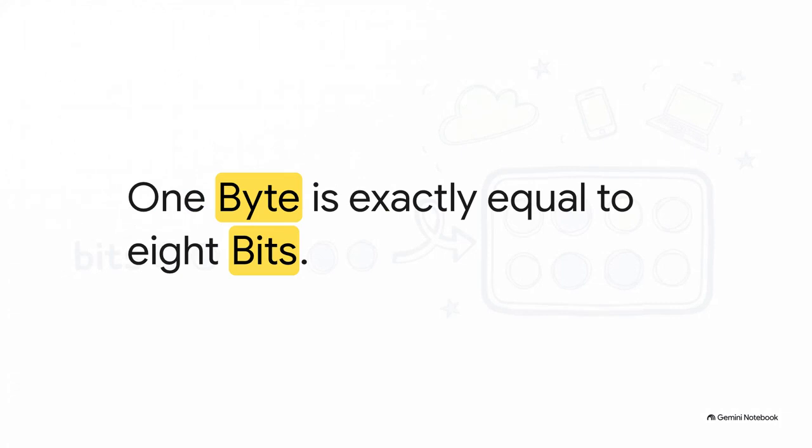1 byte is exactly equal to 8 bits. That means whenever you're looking at a byte, you are looking at something mathematically 8 times larger than a bit. It takes 8 of those tiny light switch bits to create just one single byte of data. Keep this 8x multiplier in your head because it's absolutely crucial. It's the master key to understanding how your digital speeds and storage are actually being measured.